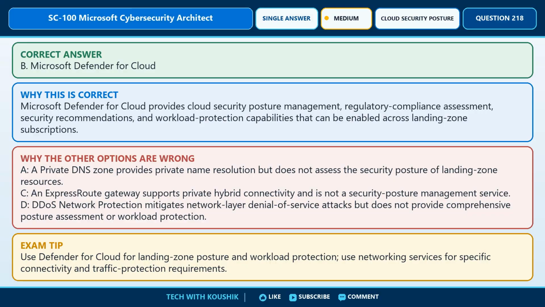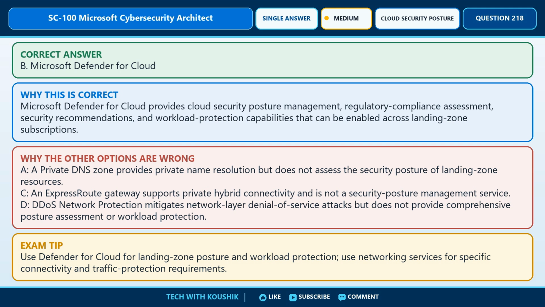The correct answer is Option B, Microsoft Defender for Cloud. Here's why. Microsoft Defender for Cloud provides cloud security posture management, regulatory compliance assessment, security recommendations, and workload protection capabilities that can be enabled across landing zone subscriptions. Why are the other options not correct?